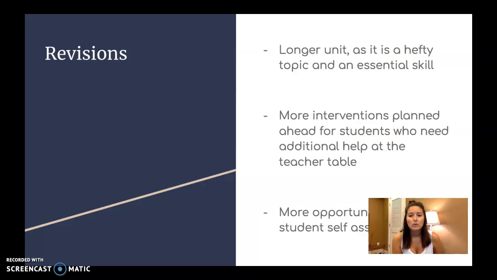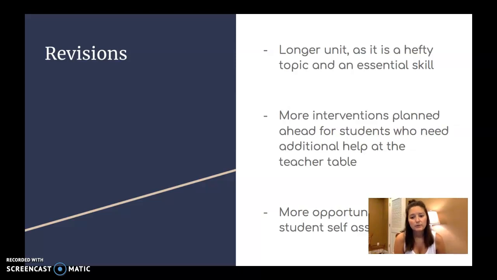I also want to implement more interventions and plan ahead there. I feel like this is a place where I kind of struggle all around in teaching. So just kind of having intervention plans in place prior to teaching the unit so I know what students can do at my teacher table if they need more assistance.